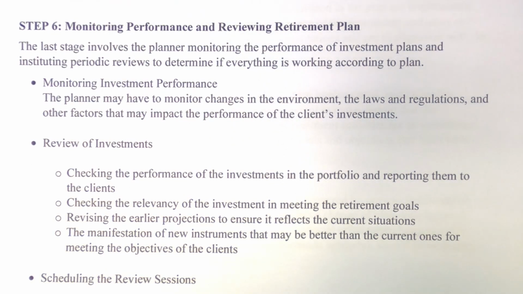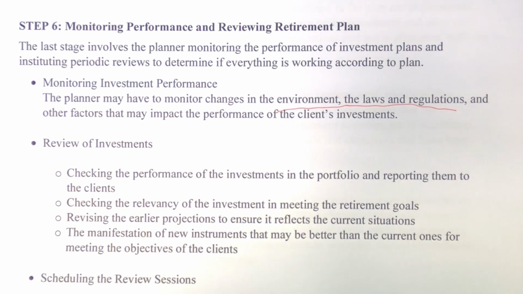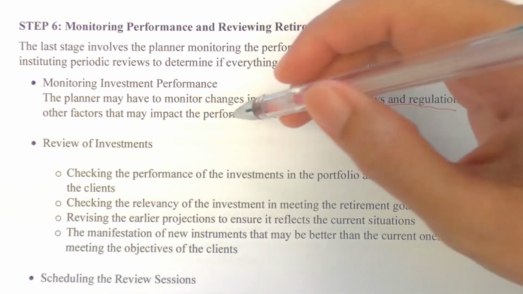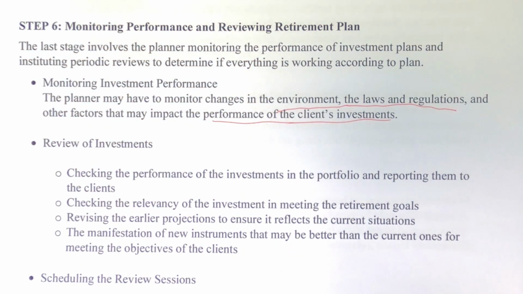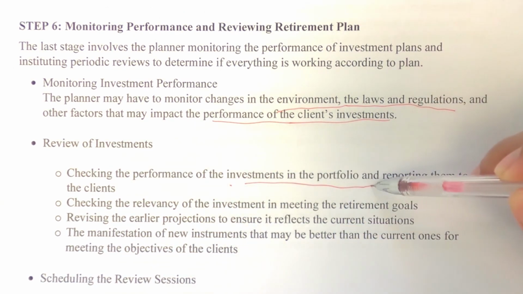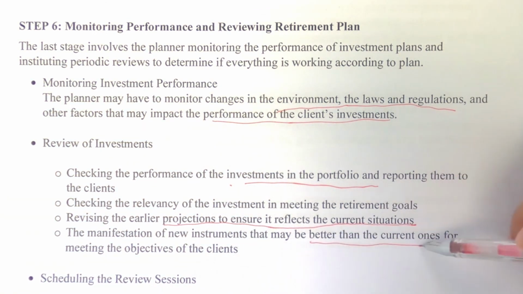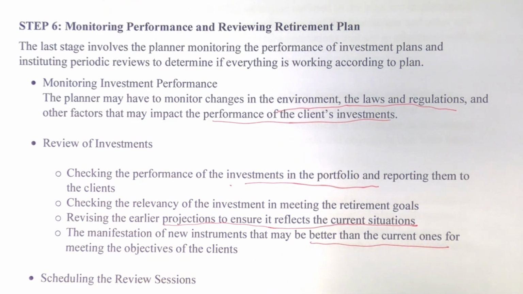Monitoring investment performance means that the planner has to monitor changes in the environment or laws and regulations and other factors that may influence the performance of the client's investment. Review of the investments here includes checking the performance of the investment in the portfolio and reporting it to the client, checking the relevancy of the investment in meeting retirement goals, and revising the earlier projection to ensure it reflects the current situation, as well as looking at new instruments that may be better than the current ones for meeting the objective of the client.